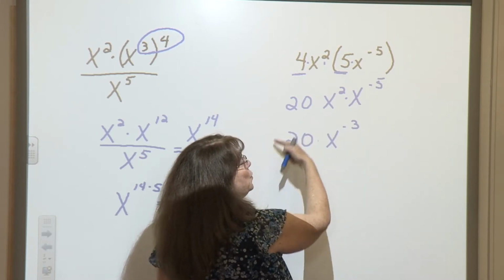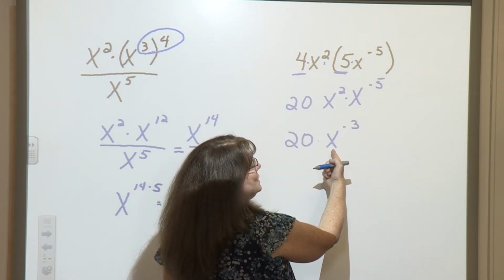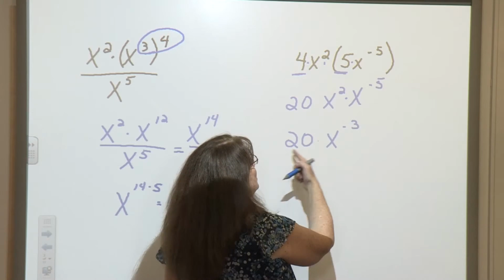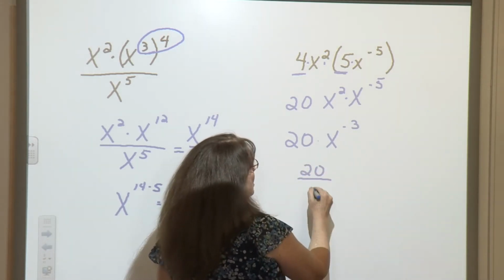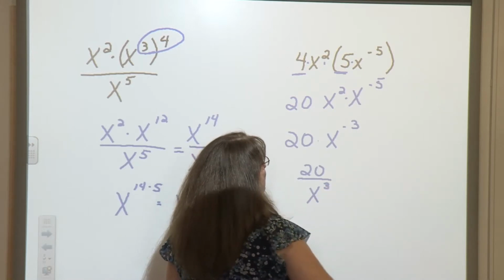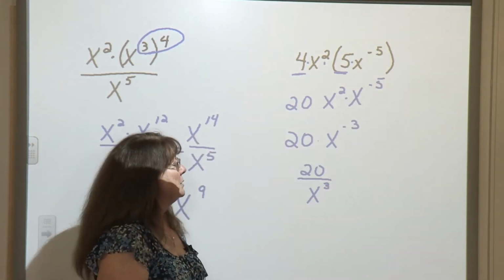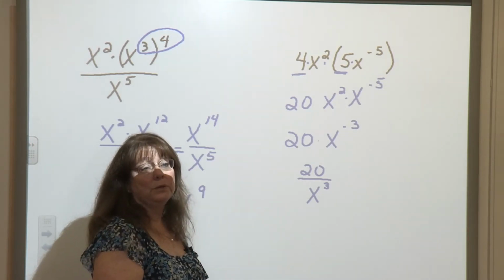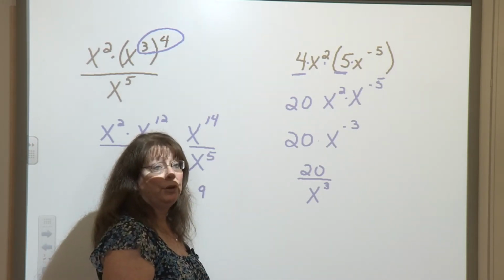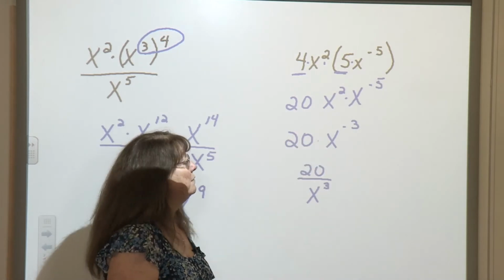It's not with the 20. So the only thing that's moving to the denominator is this value of x, not the 20. The 20 is going to stay up in the numerator, but the x is going to the denominator, and it's going to become positive. So I'll have 20 over x to the third. That'll typically be what you'll see on the GRE when you're looking for your answers. They won't leave them with the negative exponents.